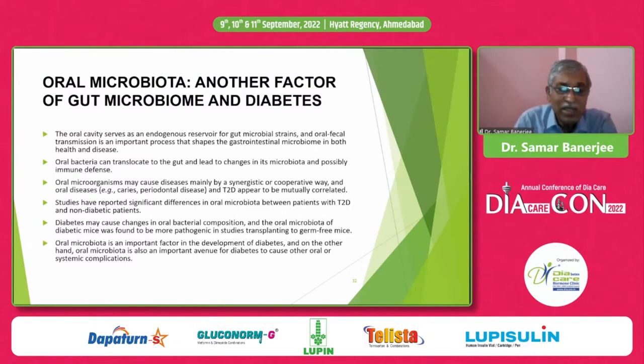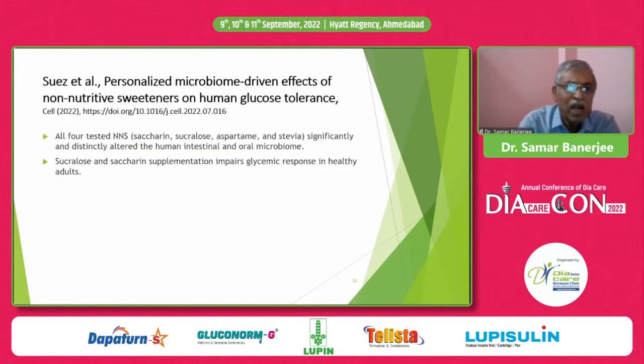The oral cavity serves as an endogenous reservoir for gut microbiota strains, and oral-fecal transmission is an important process. Oral bacteria can translocate to the gut and lead to changes in the microbiota. Oral microorganisms may cause disease mainly in a synergistic or cooperative way, and oral diseases like caries, periodontal disease, and type 2 diabetes appear to be mutually correlated. Oral microbiota is an important factor in the development of diabetes, and on the other hand, it is also an important avenue for diabetes to cause other oral or systemic complications.